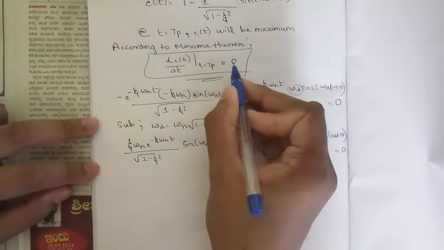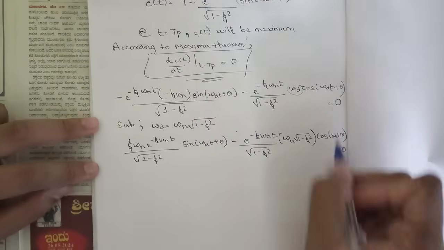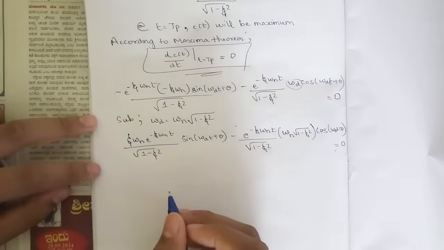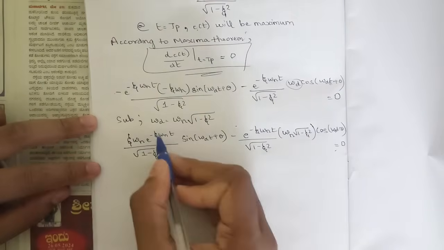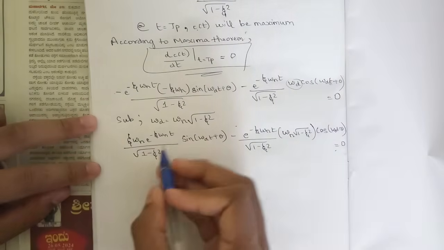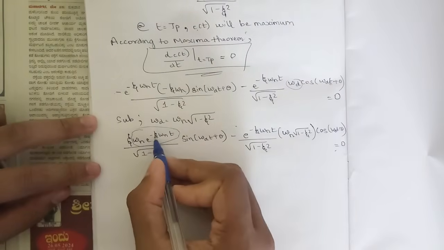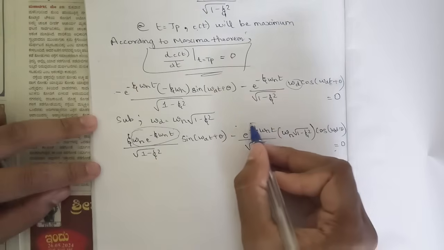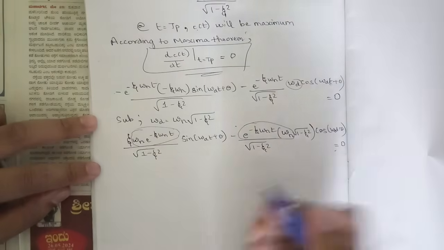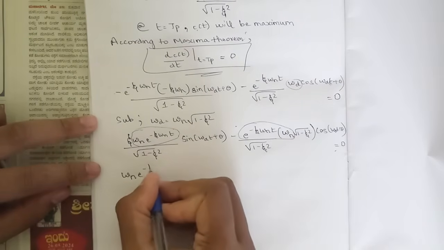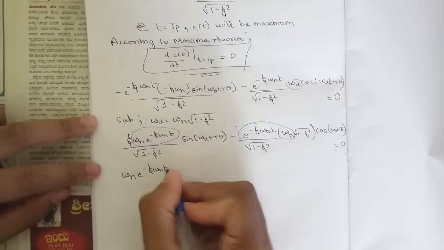Since the derivative of this C of t is equal to 0, don't forget to write this equal to 0 sign. So now what we can see is that in these two terms omega n into e to the power minus zeta omega n t is common, so we can take it outside, that is omega n into e to the power minus zeta omega n t.